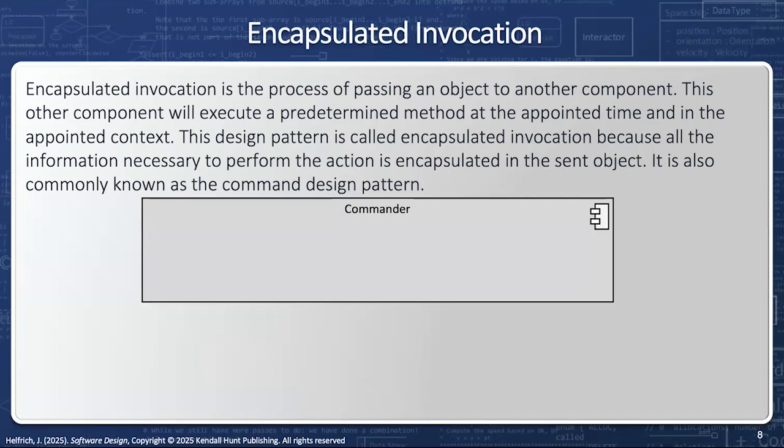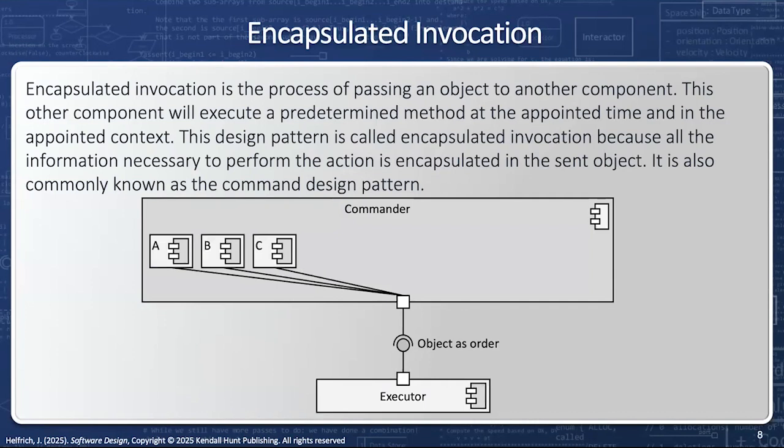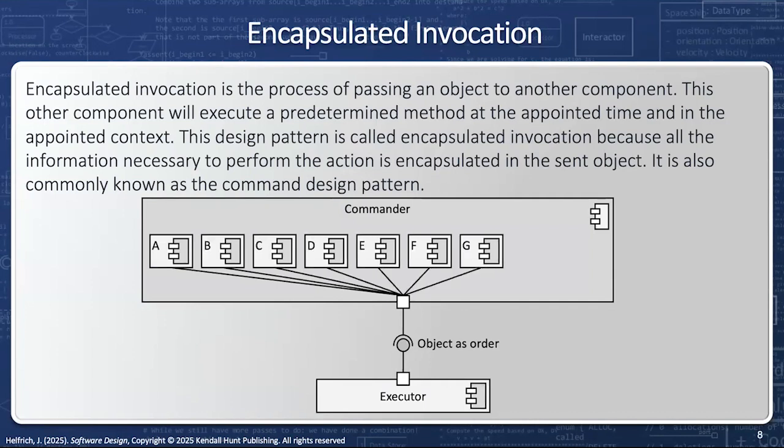So going back to our commander and our executor, they're going to be connected by passing the order, except this time the order is not going to be passed as a function pointer, but rather as an object. And then the different parts of the commander will formulate this order object and then send it to the executor, who will then execute the appropriate function.